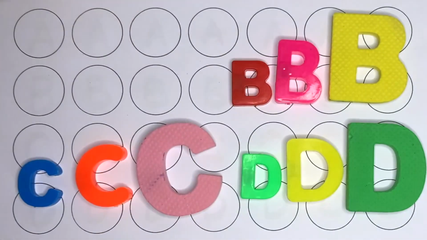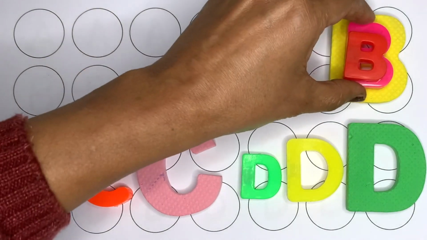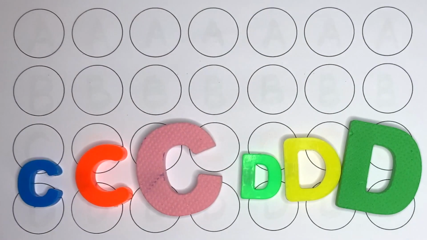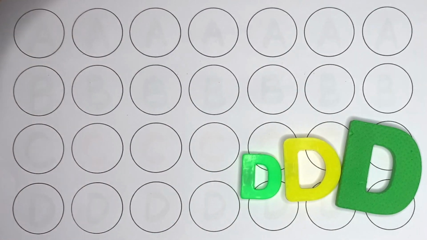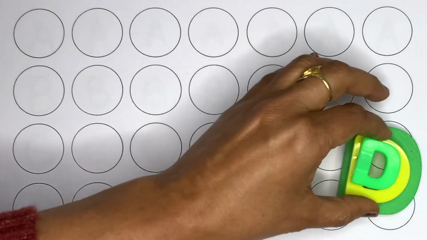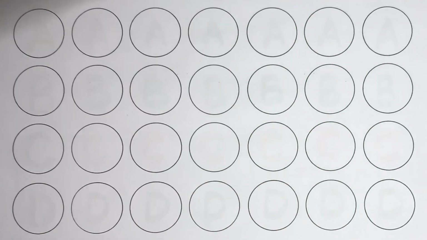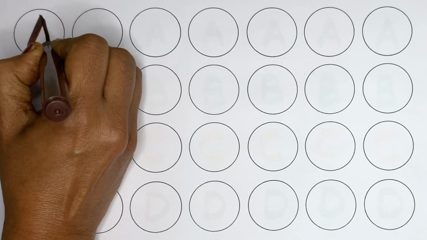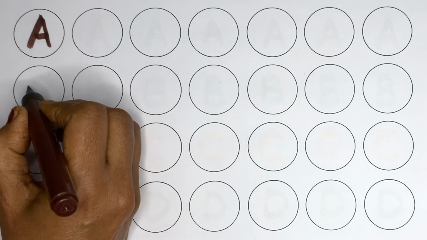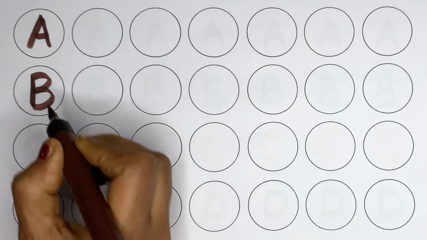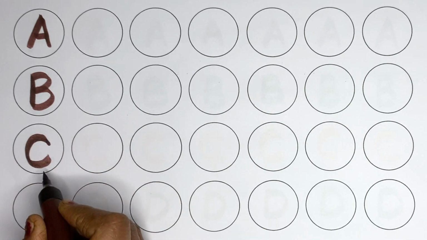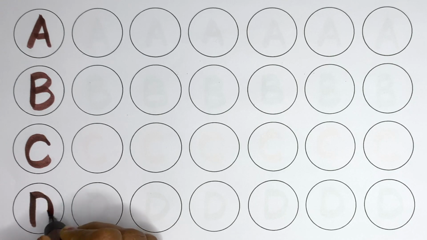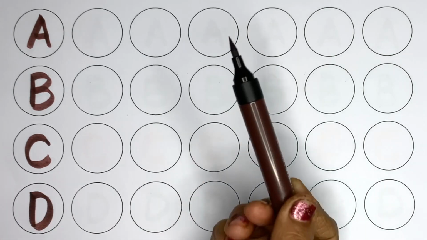A. B. C. D. A for apple. B for ball. C for cat. D for dog. Brown color.